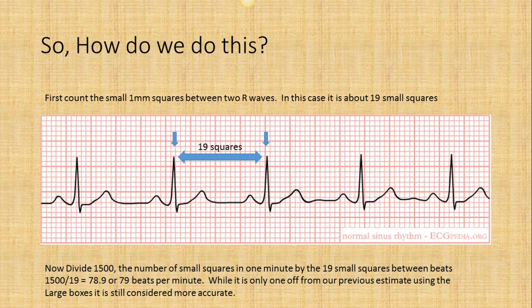So this is not unreasonable. 19 obviously is a shorter span of time than 20 boxes would be. So our heart rate's going to be a little bit faster. So a more accurate reading of this patient's pulse would be 79 beats per minute.